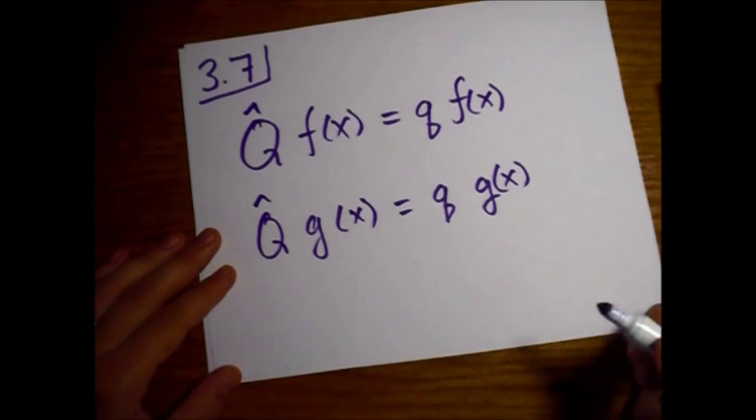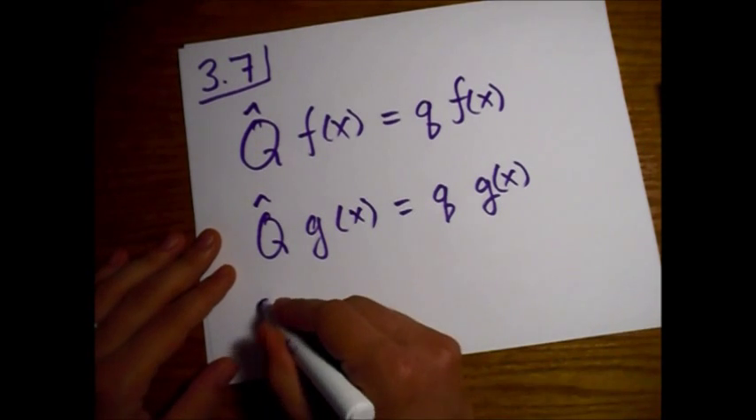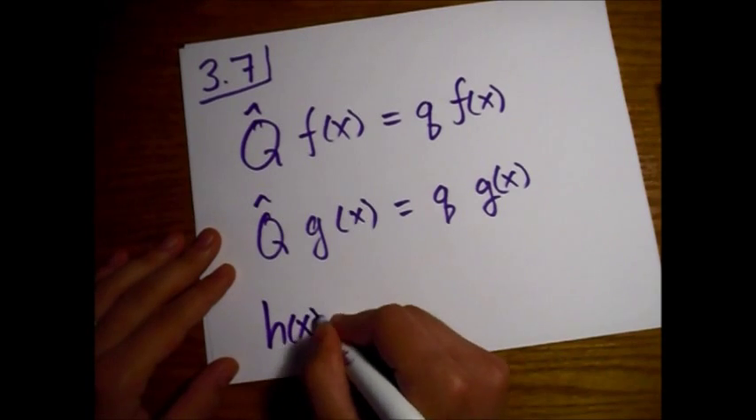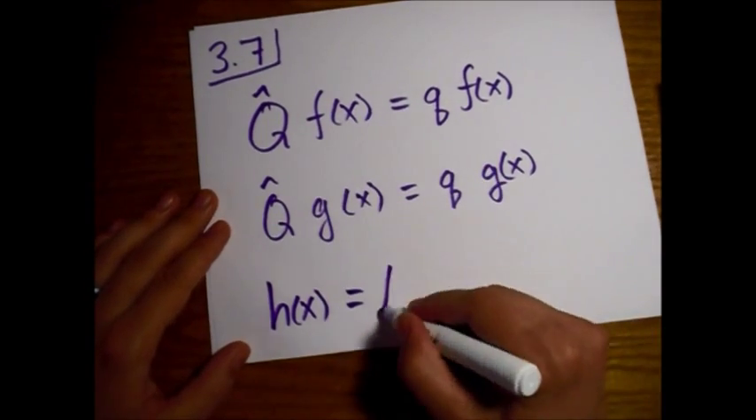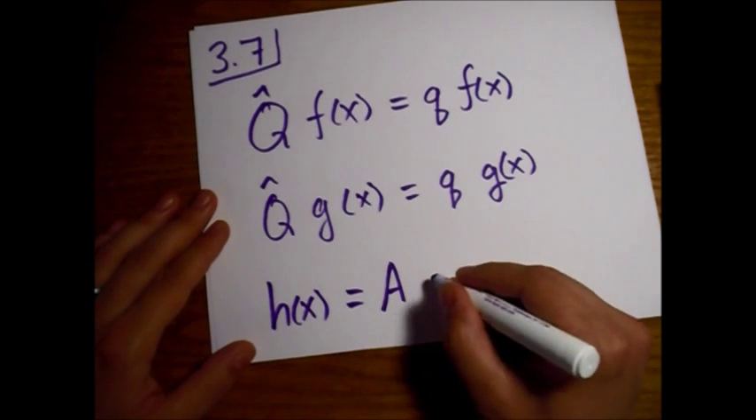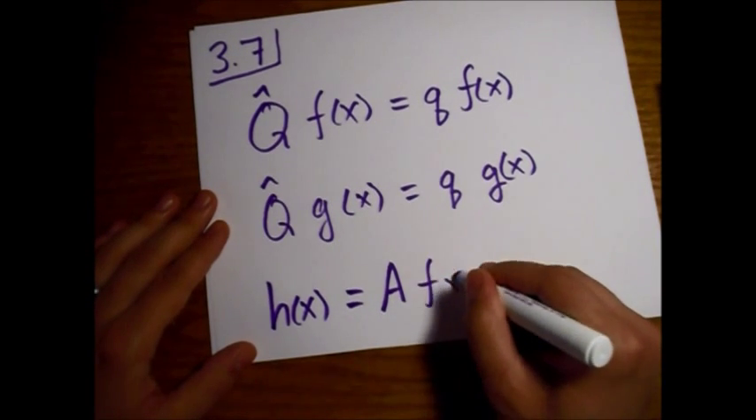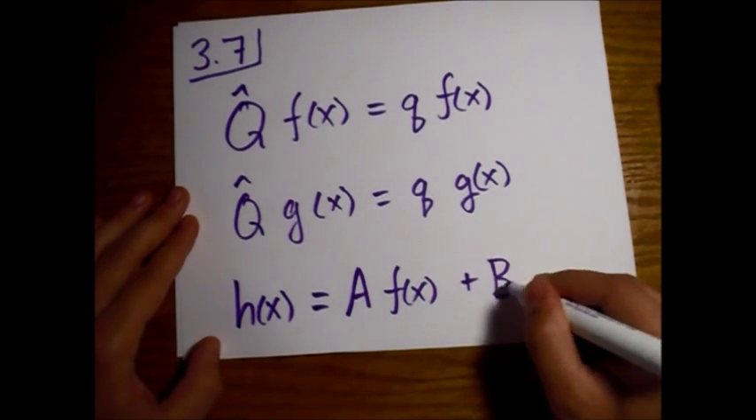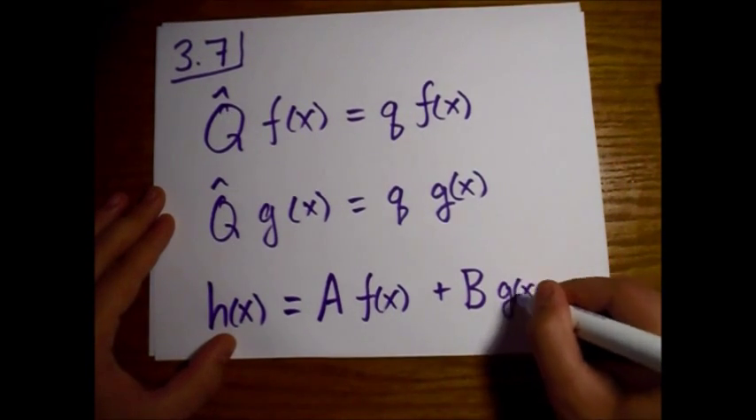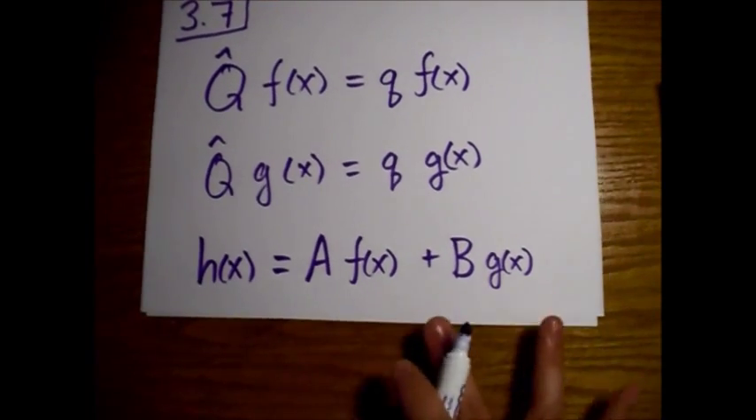So let's just call it h. How about, say, h of x is a linear combination of f and g. I'm going to use a and b for the constants. So a times f of x plus b times g of x. Just a linear combination of f and g.